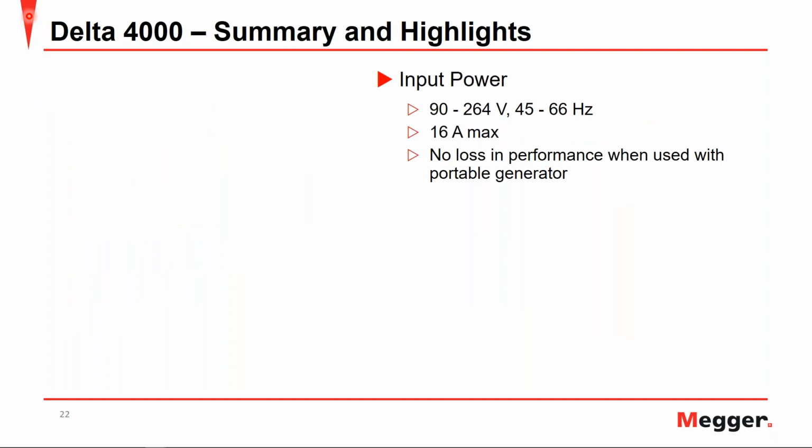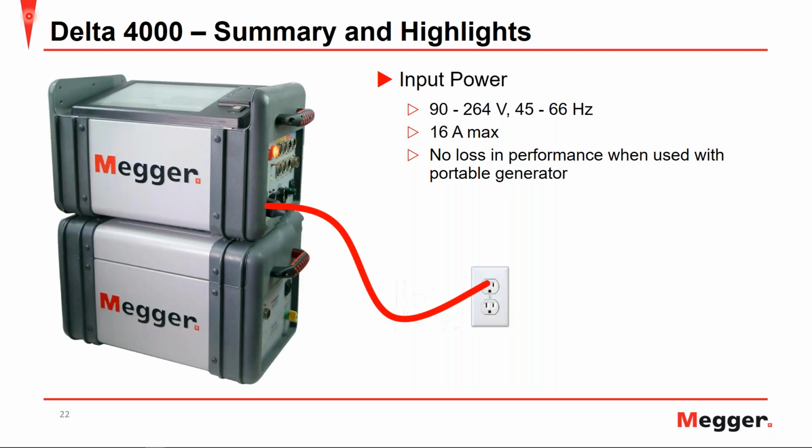Another unique attribute for the Delta 4000 is its input power. Its input is capable of anywhere between 90 and 264 volts, and 45 and 66 hertz, and no more than 16 amps. But the big thing is, as we all know, we would want to plug our instruments into mains power, but that may not always be the case in a substation. You may not have that luxury, in which case you have to test with a generator.